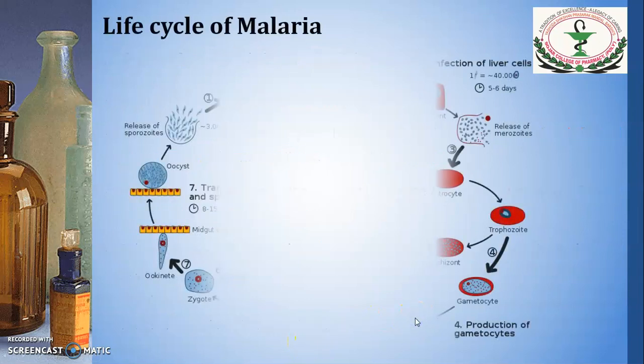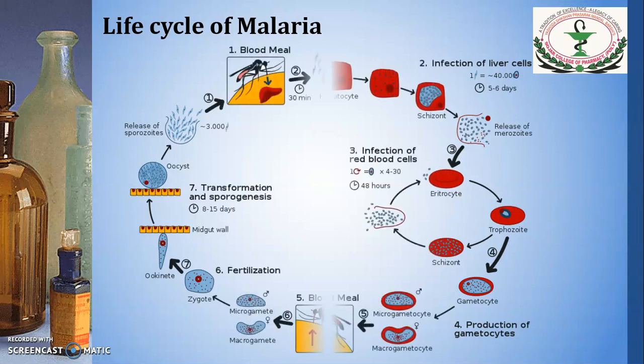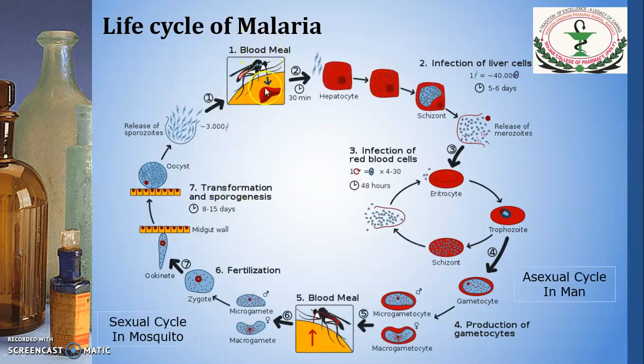Life cycle of malaria. Now, in this life cycle, half of the life cycle will be in the mosquito and half of the life cycle will be in man. The life cycle of the malarial parasite which is present in human is the asexual cycle, and in case of the mosquito, the sexual cycle of the malarial parasite will be seen.